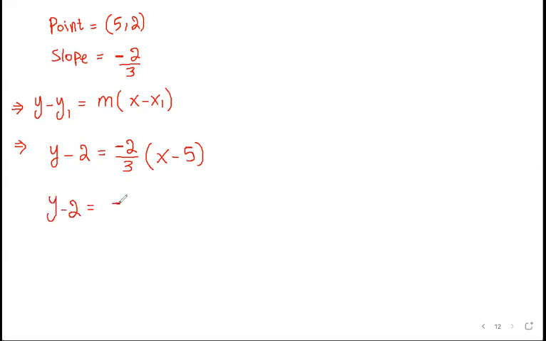Simplify it: y - 2. Distribute this inside: -2/3 x + 10/3. Now add 2 to both sides. When I add 2, I cancel this. So I get y = -2/3 x + 10/3 + 2.